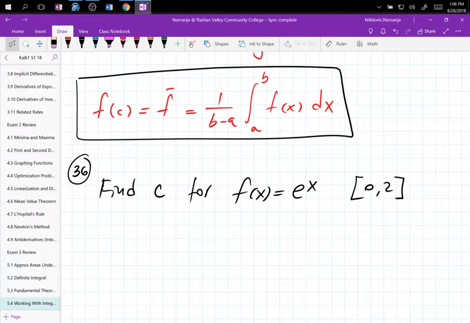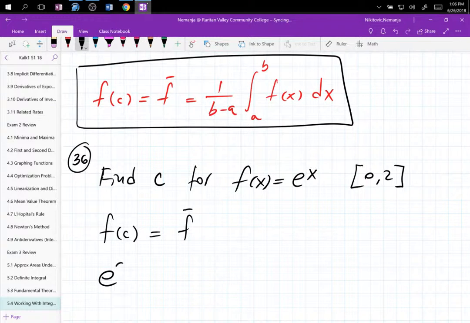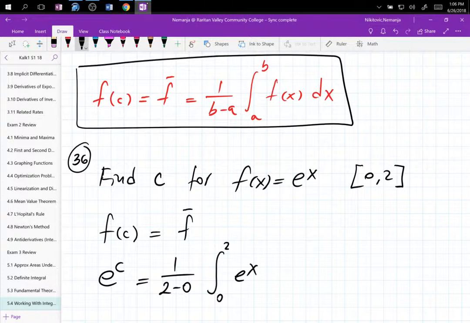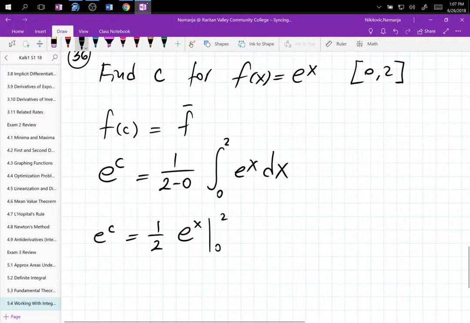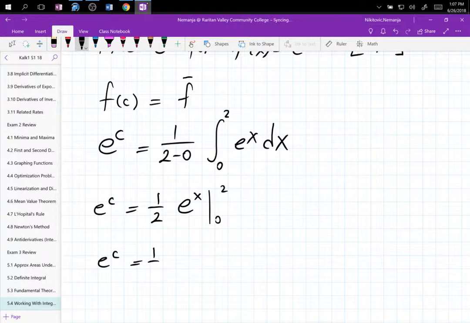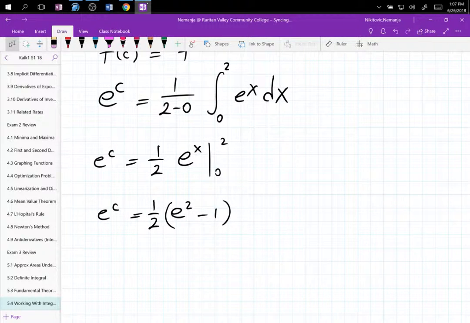Well, we have our f of c equal to f bar. f of c is e to the c, and f bar is 1 over 2 minus 0 times the integral from 0 to 2 of e to the x dx. So just compute this. So e to the c is equal to 1/2 times the integral of e to the x, which is e to the x, computed from 0 to 2. So e to the c is equal to 1/2, and now you have e squared minus 1. And all you need to do is solve for c.